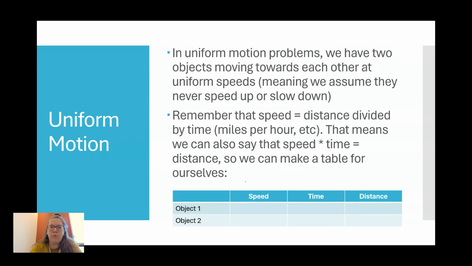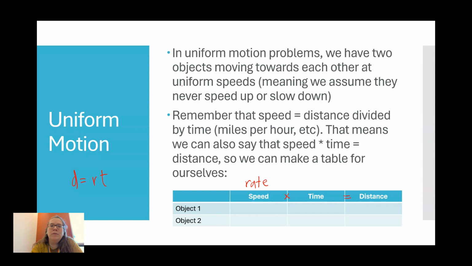And some people prefer to say rate instead of speed, whatever you prefer. But if we remember that speed is distance divided by time, or rate times time equals distance, sometimes we say it's the DIRT formula, distance equals rate times time, then we can make these tables that give us a beautiful little equation for our two things that are moving. So we're going to have a speed times the time equals our distance, or our rate times time equals distance. And we want to set these up.